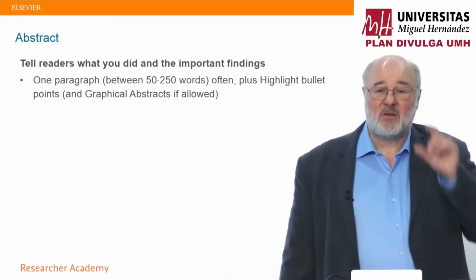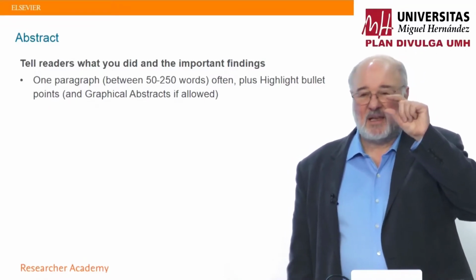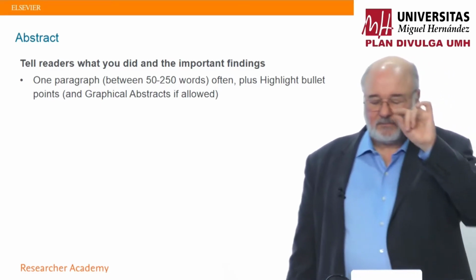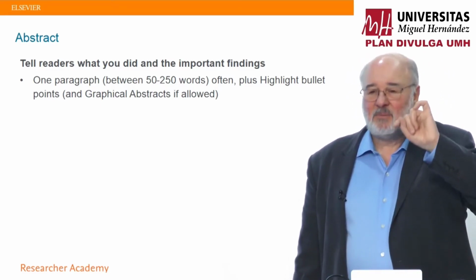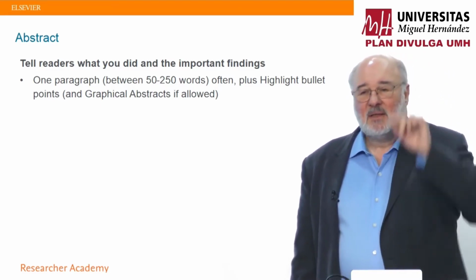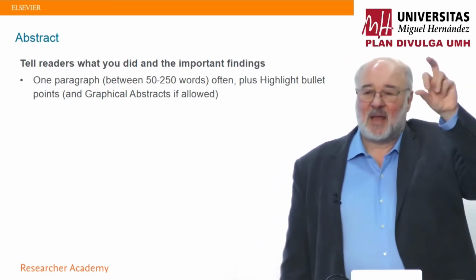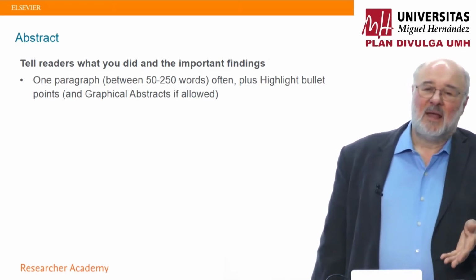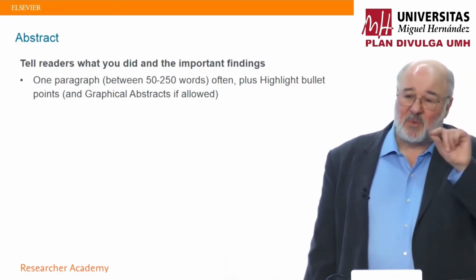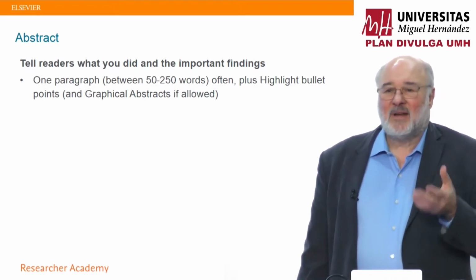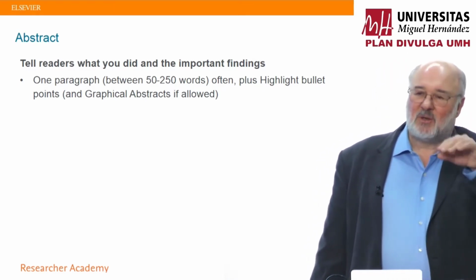This is good. And it tells the readers what you did, what you found. Some journals are very, very tough. They say 50 words, but in general it's a paragraph. If they let you do highlight bullet points too, great. Highlight bullet points is just literally to sum up, as well as the text of the abstract, what's in your article. If you can't think of some bullet points of the benefits of what's in your article, why have you written it? So you really make sure that the bullet points are useful.